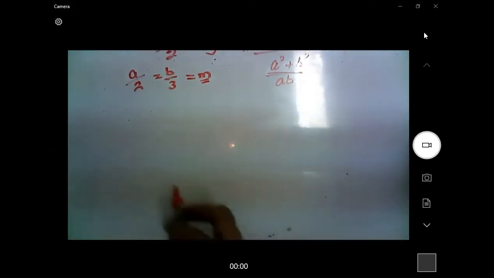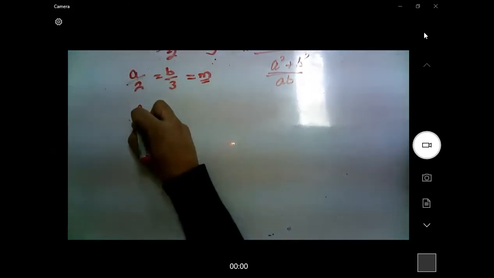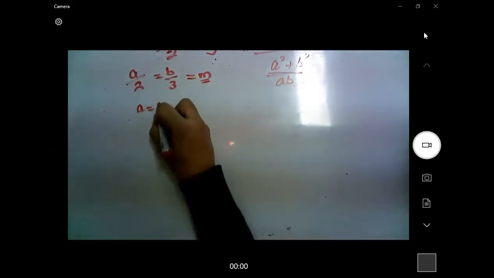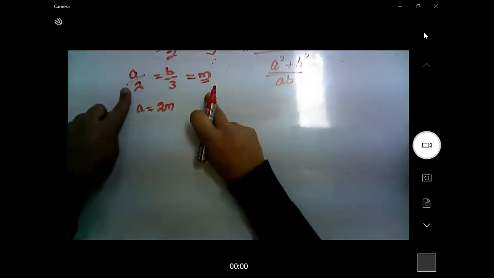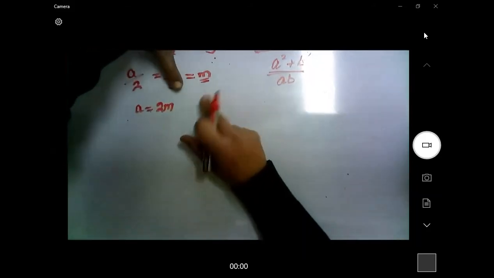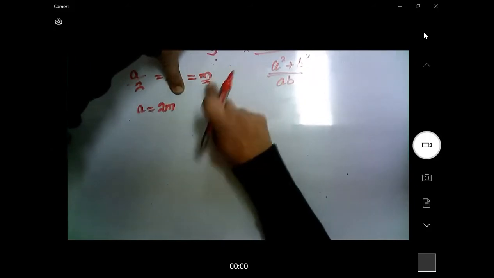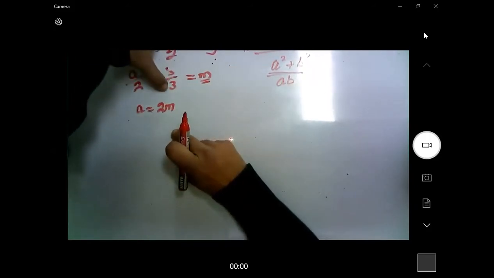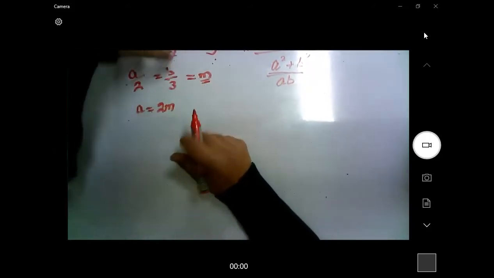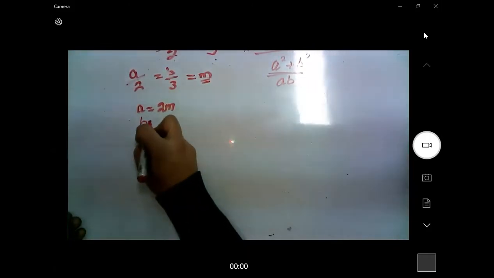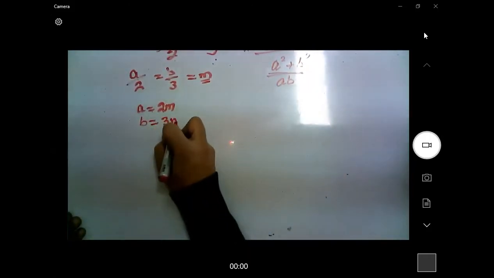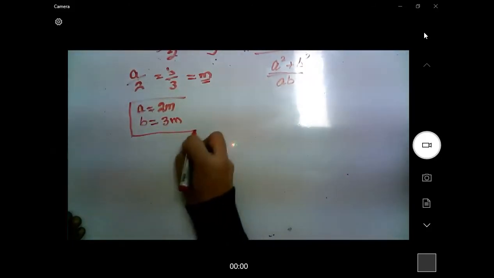Then we will say that A, the real value of A, equals 2M by crossing the first ratio with M. A over 2 equals M, then A equals 2M, and by crossing the second ratio with M, B equals 3M. Then let A equals 2M and let B equals 3M.